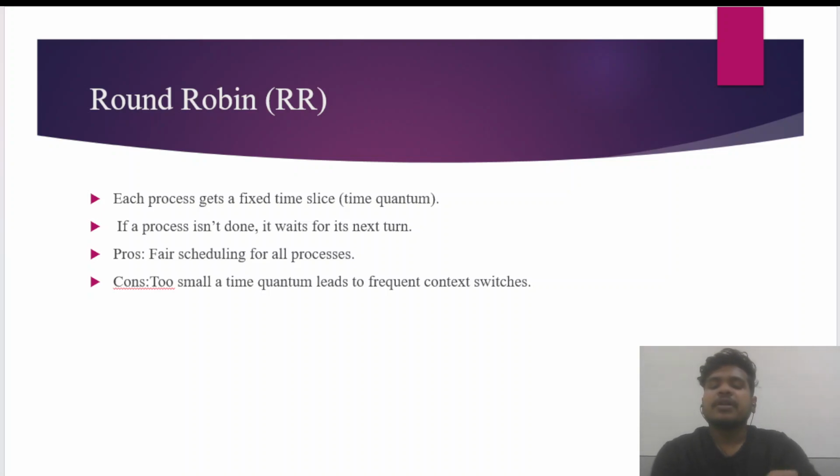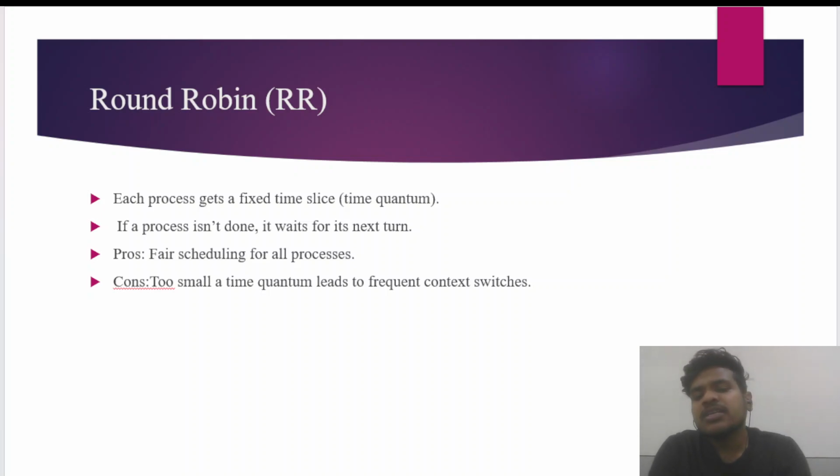Then we have round robin. Round robin: each process gets a fixed time slot, a time quantum, in rotation one by one. If a process is not done, it goes back to the queue for another turn. It means, for example, a teacher giving equal time to each student during question and answer. For example, in a class, a teacher gives 10 minutes to each student.